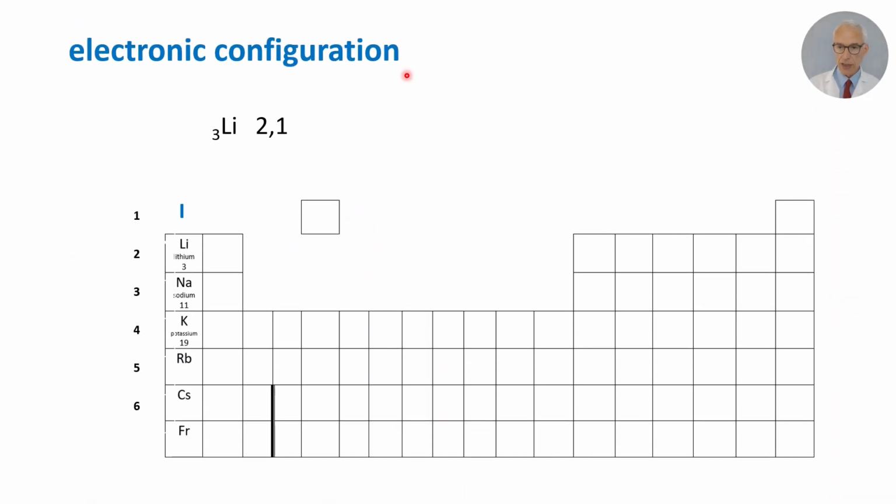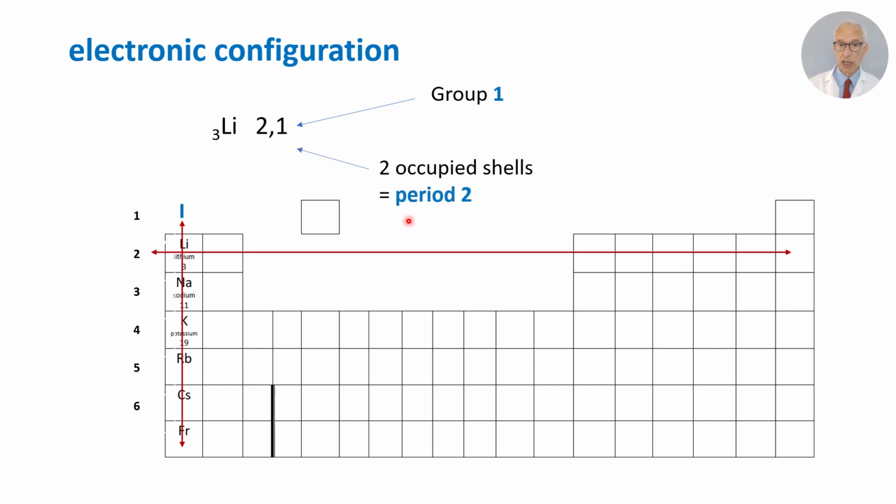So the key idea is to relate the electron configuration of, for example, lithium to its position in the periodic table. It has one electron in its outer shell. It's in group 1. So the numbers of electrons in the outer shell reflect the group number. It has an electron configuration of 2, 1. That is, 2 shells contain electrons. So 2 occupied shells, it means it's in period 2. So if we look down group 1 and across period 2, we will find the position of lithium.